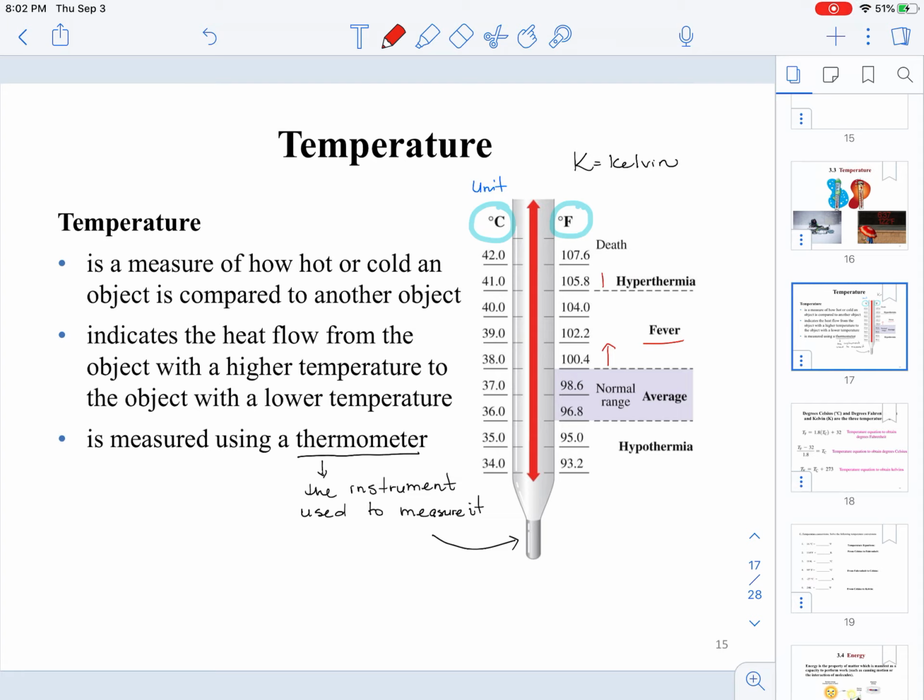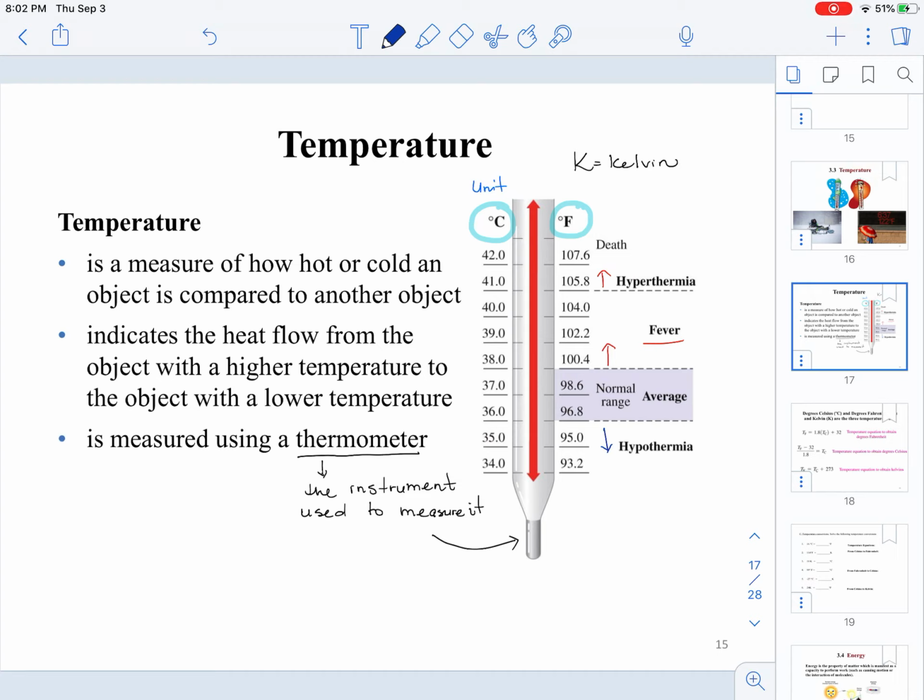If the temperature rises above 105.8, understand that that is a condition called hyperthermia, and that can lead to death. If the body temperature actually decreases below 96.8, understand that the person will have hypothermia. Even though it's not illustrated here in the slides, hypothermia can also lead to death.